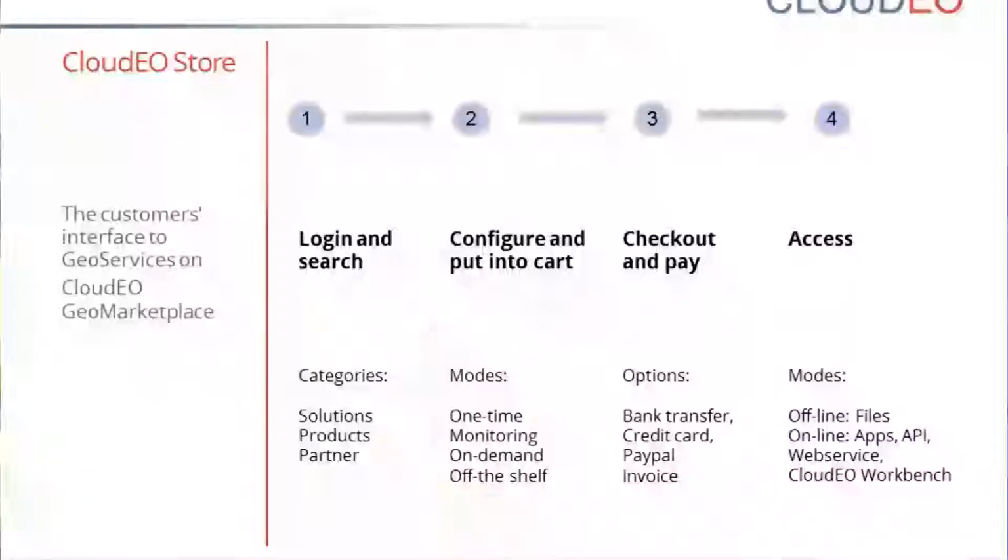Go to that. It's the Cloudeo Store. And it's very, very easy to use. It has 4 simple steps. You log in, you search for your data, you configure, and put this data into your cart as you do it with Amazon buying a t-shirt. It's just a little bit more of configuration. It's not just the size and the color, it's also the area where you get something. You check out and pay, that's very important for us and everyone. And you can then access the data.